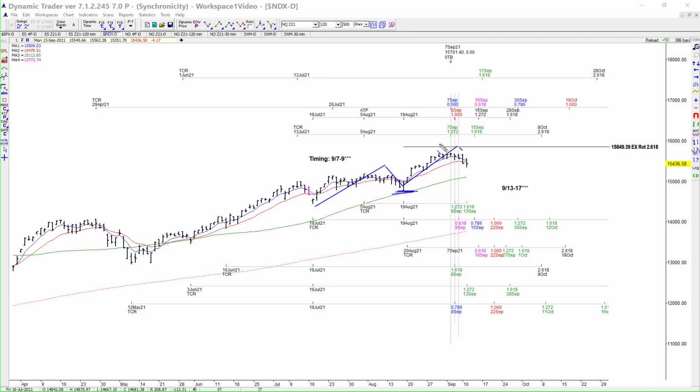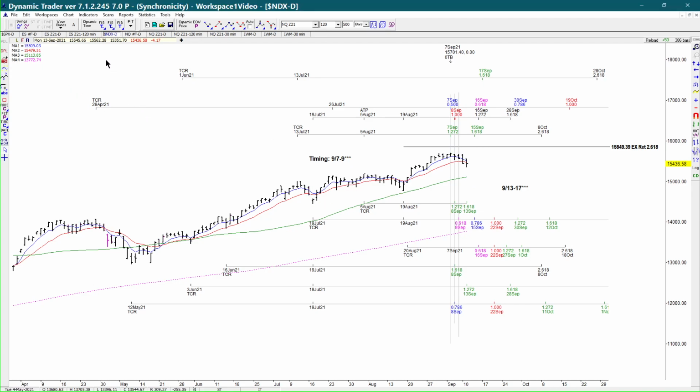prior swing low. So let's anticipate a possible resumption of the rally in these next few trading days in Nasdaq also. But again, don't trade against it. Don't trade against the cycles unless we really start to see the reversal indications. Otherwise, you could get hurt pretty badly.